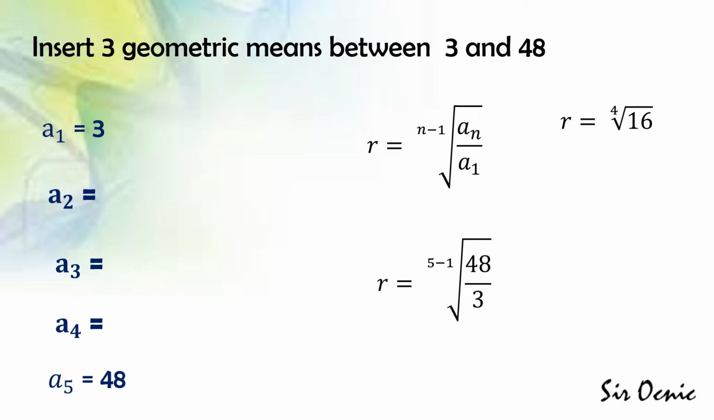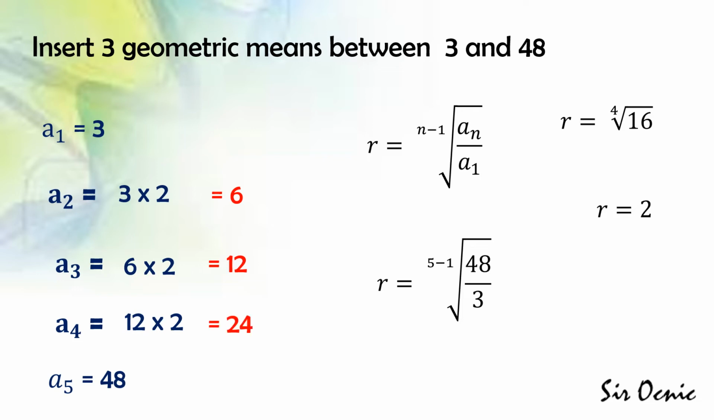Simplifying the operations, we will then have r is equal to the fourth root of 16, which is equal to 2. Since the ratio is equal to 2, we are going to multiply a sub 1 by 2. We will then have 3 times 2, which is equal to 6. Multiply 6 by 2, we will have 12. Multiply 12 by 2, we will have 24. And multiply 24 by 2, we will get 48. Therefore, the three geometric means between 3 and 48 are 6, 12, and 24.